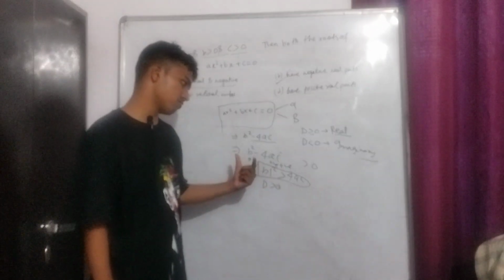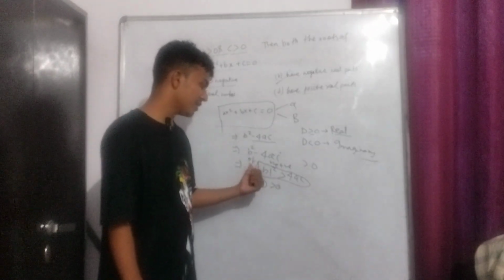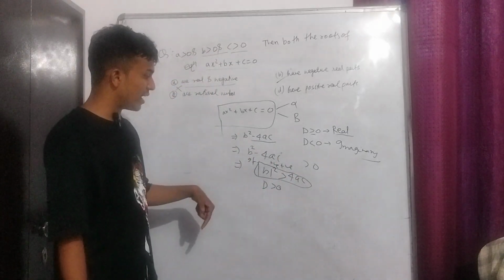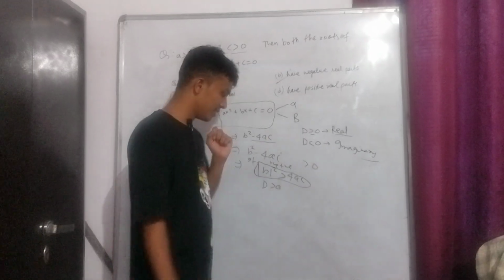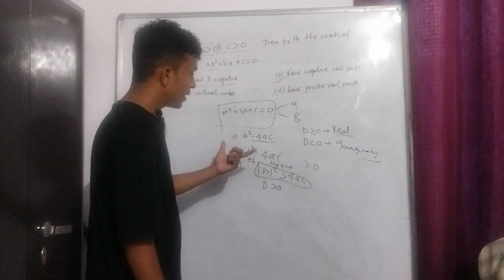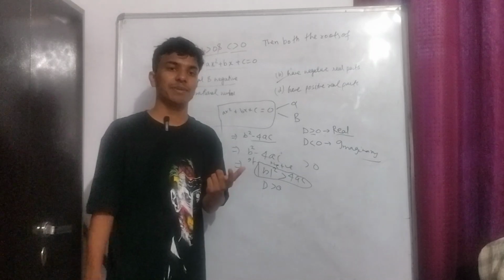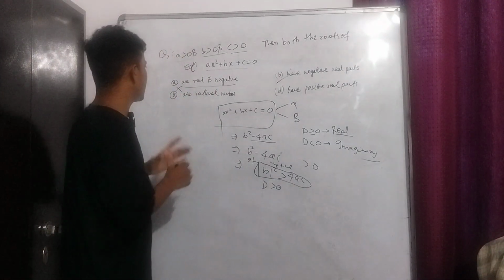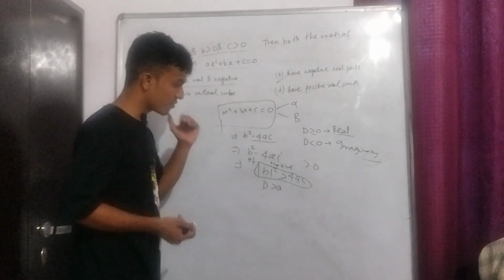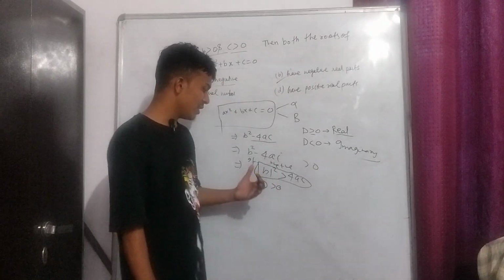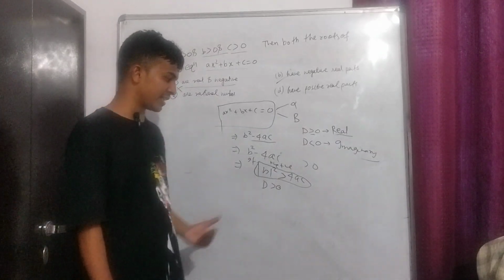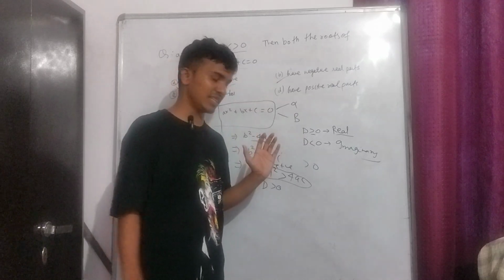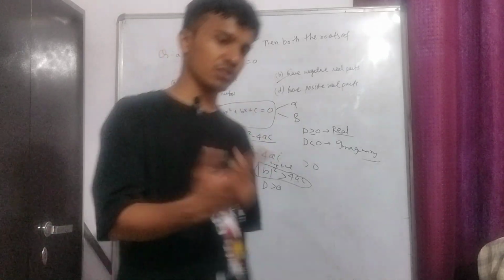Maybe the magnitude of b square is greater than 4ac, or there may be the possibility that the magnitude of b square is smaller than the magnitude of 4ac. So we cannot comment on whether the discriminant is positive or negative. So we cannot say that the roots are real or rational numbers, because in the first place we are unable to comment on whether its discriminant is greater than 0, or whether its roots are real or imaginary. So that is one thing.